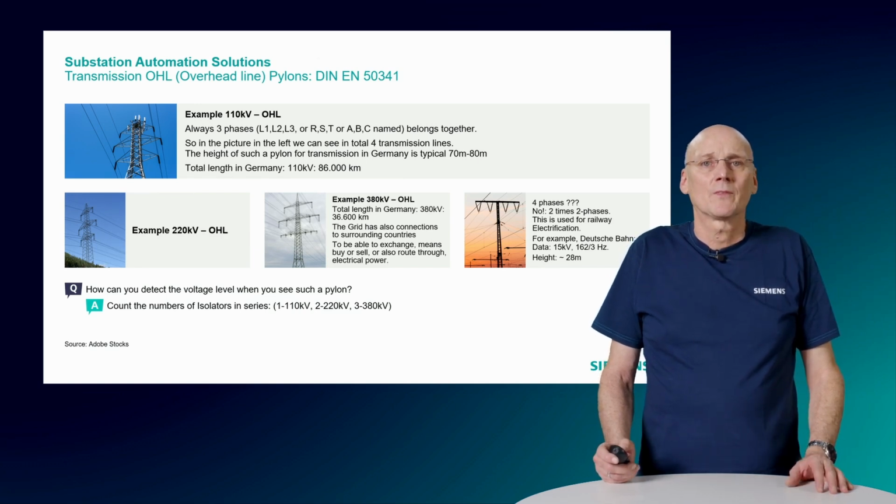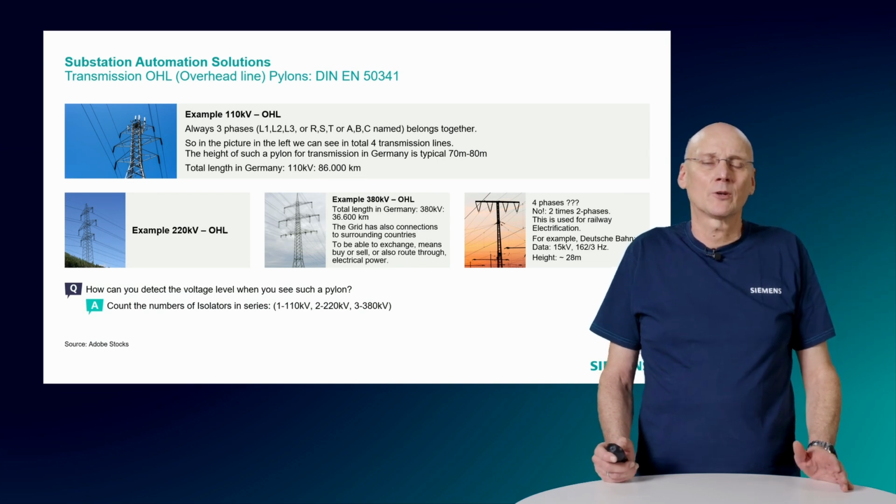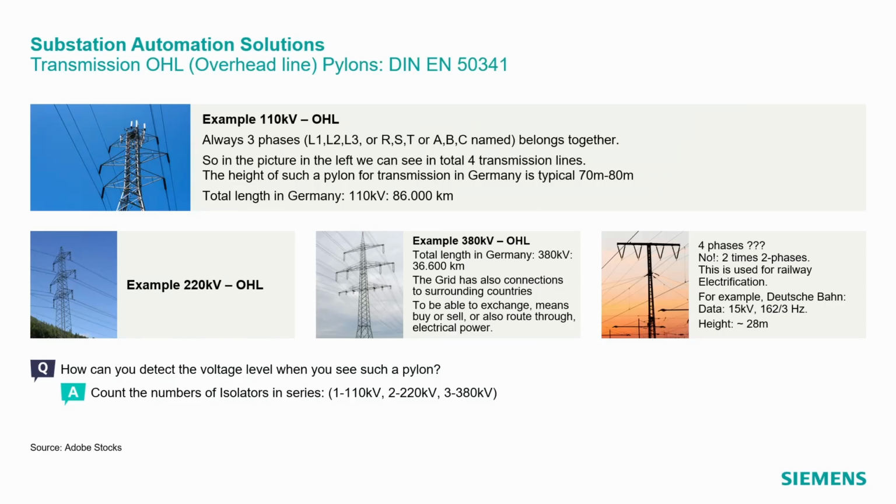Just to complete, when you find pylons with just 2 lines, or for redundancy purposes 4 lines, like on the right side, these are lines for train electrification. Then you will see maybe a train route nearby. In this area of application, the energy transmission system has not 3 phases, but 2.